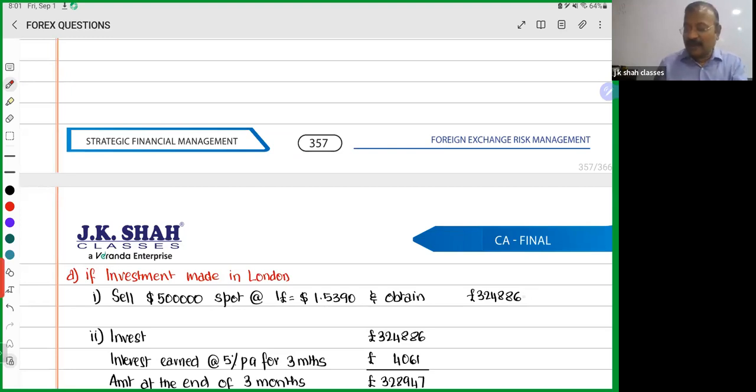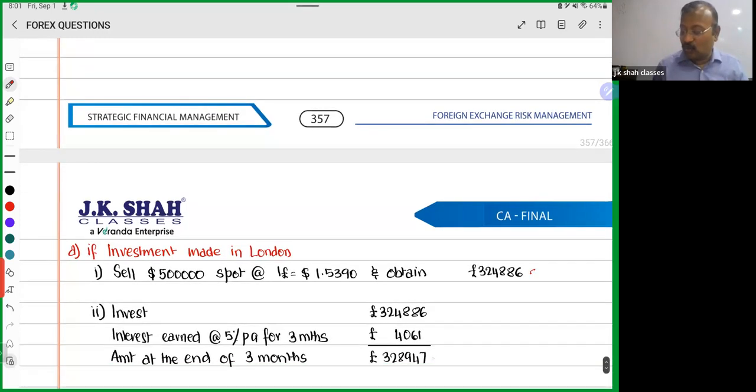Wait, not the total, one by one. You converted dollars into pounds using the spot rate and got this many pounds, which you invested in London at 5% per annum for 3 months. That means you will land up with so many pounds after 3 months. Now we need to repeat this step if I invest in New York. But remember, if you invest in New York, then the first step will not be there. You already have dollars. You are investing in New York.